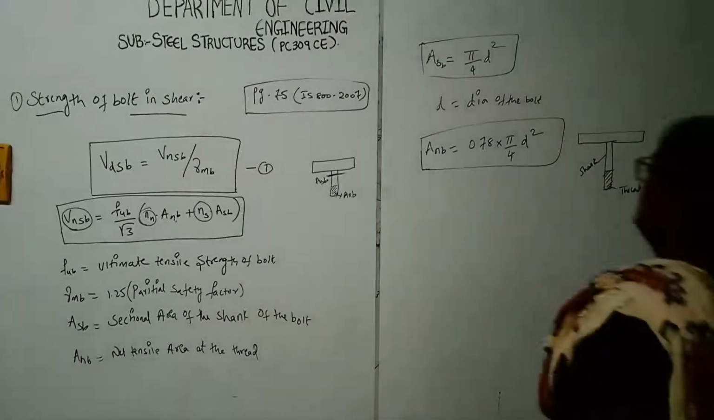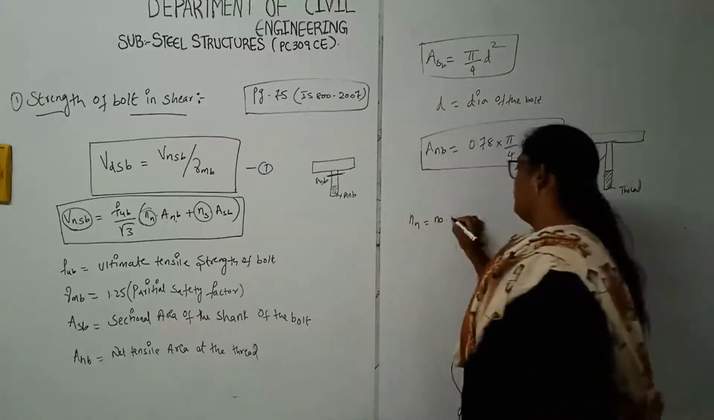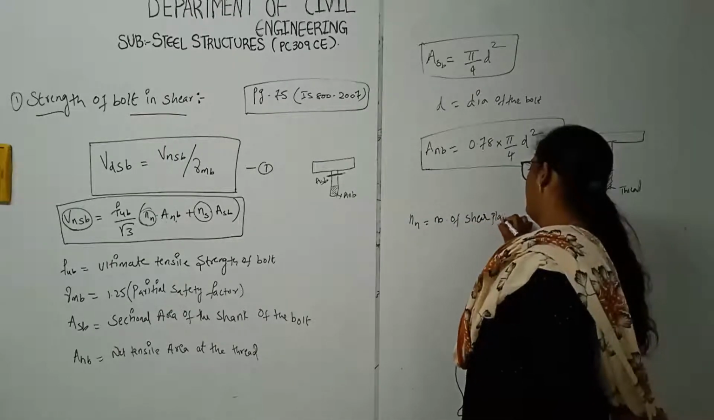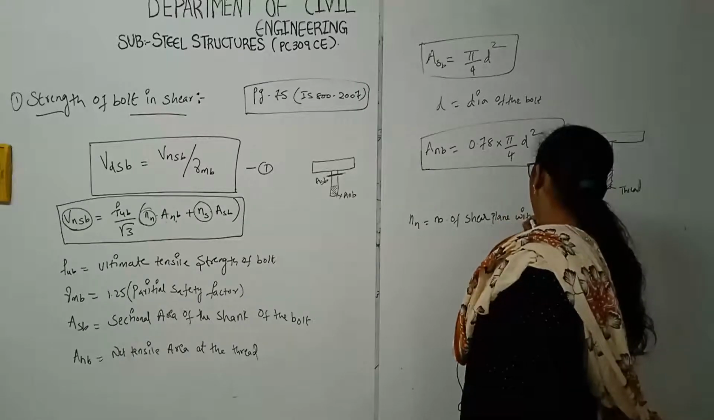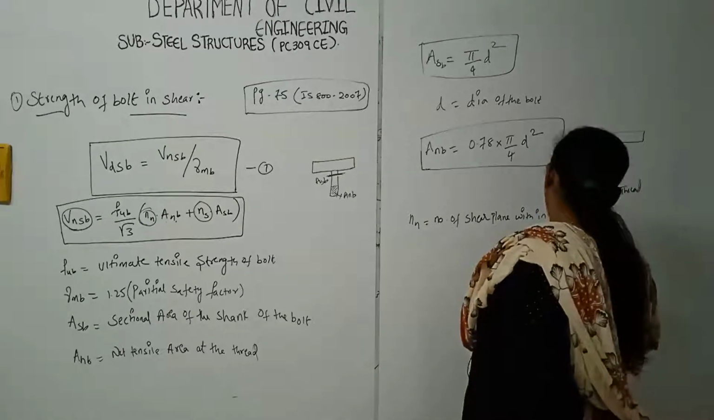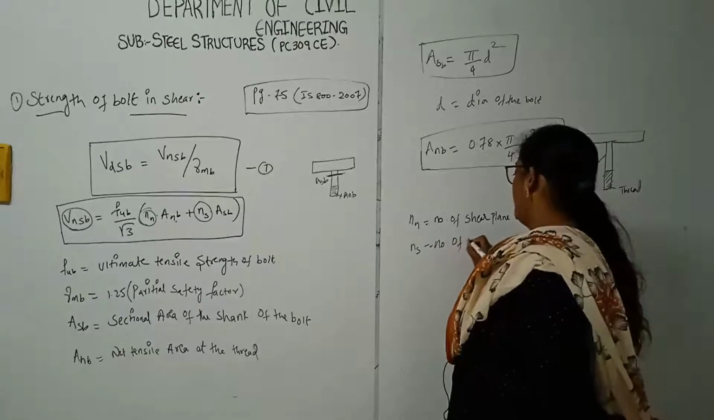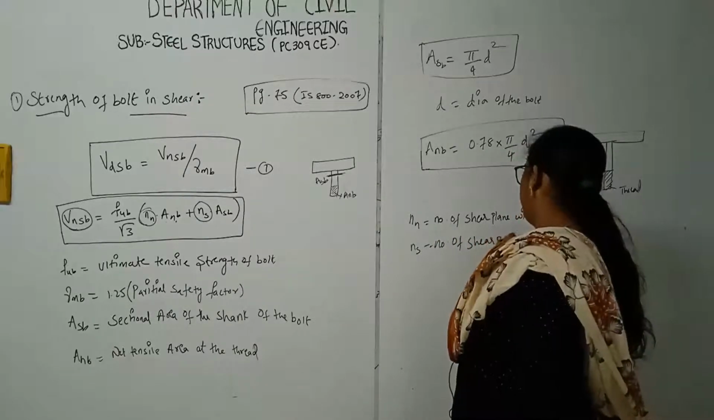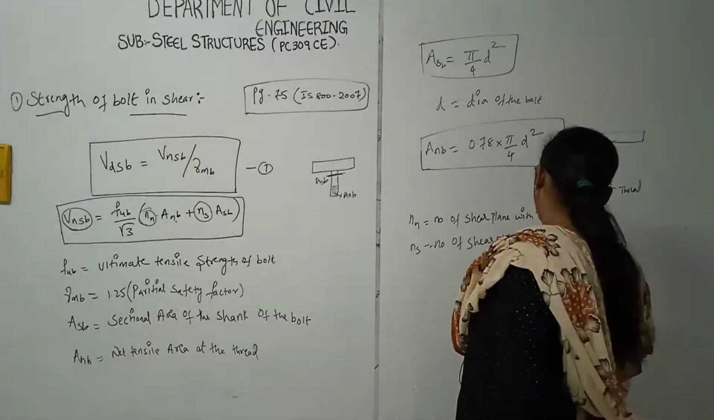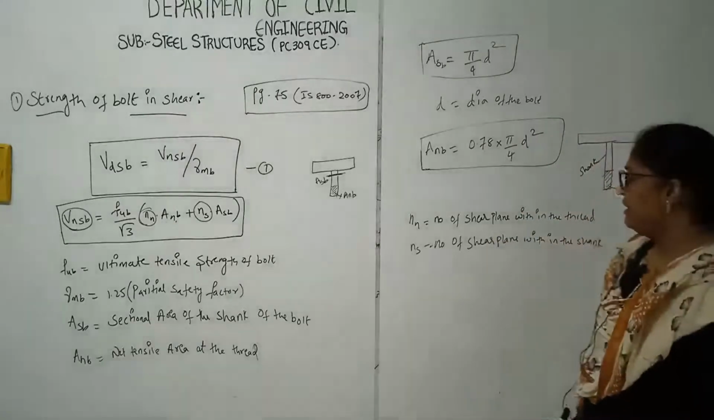Here NN is nothing but the number of shear planes within the threaded portion. NS is the number of shear planes within the shank.